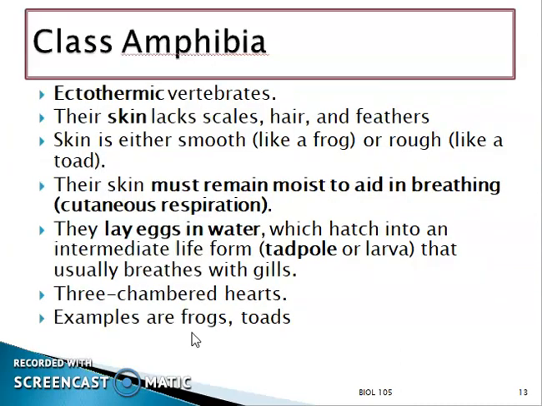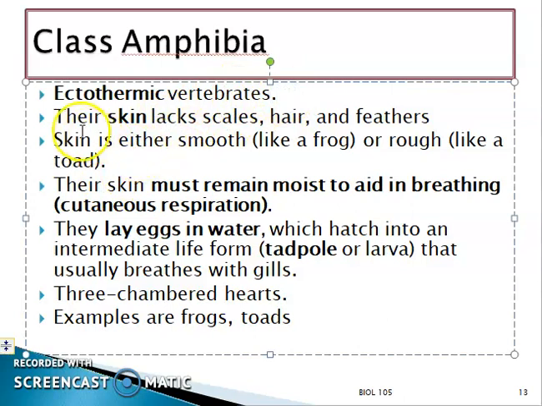Next class, Amphibia. Amphibians are ectothermic vertebrates. It means that they also cannot produce endogenous heat, and they are dependent upon heat from external sources. Their skin lacks scales, hairs, and feathers. Their skin is either smooth like a frog sometimes, or rough like in a toad. Mostly those which live more time in water have a smoother skin.